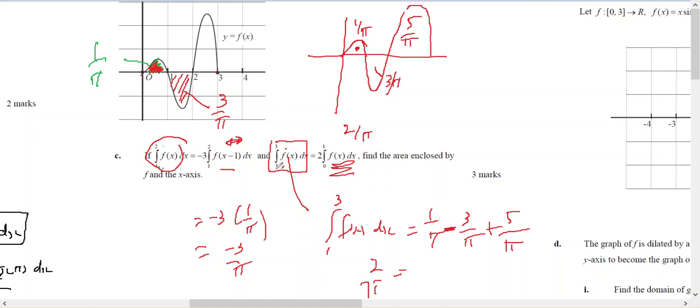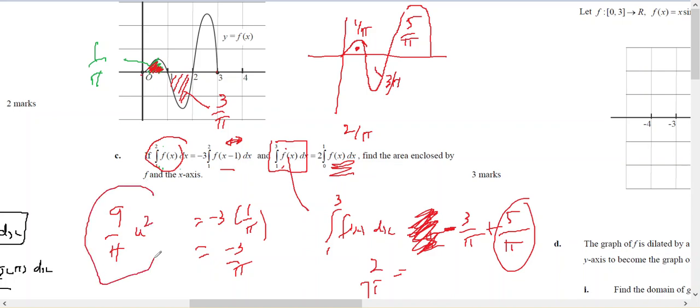Sorry, this is 1 to 3, so we're not including this one. So it's going to be this -3, so that has to be plus 5. So my total area is going to be 1 plus 3 plus 5. My total area is going to equal 9 on pi units squared.